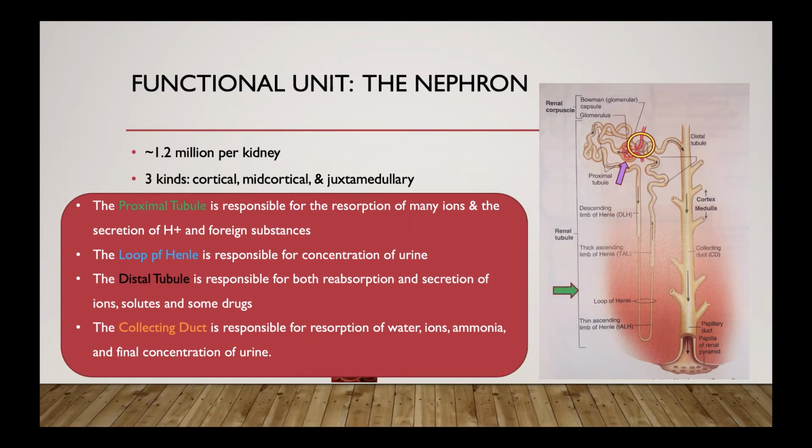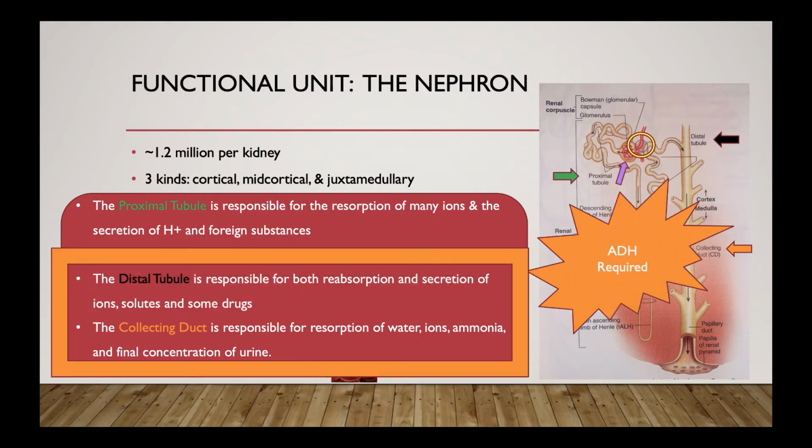The proximal tubule, which is next, is responsible for the resorption of ions and secretion of hydrogen and foreign substances. I got a typo there on the loop of Henle. Ignore my P. That's supposed to be an O. The loop of Henle is responsible for concentration of urine, and the distal tubule is responsible for both reabsorption and secretion of ions, solutes, and some drugs. The collecting duct is responsible for resorption of water, ions, ammonia, and the final concentration of urine.